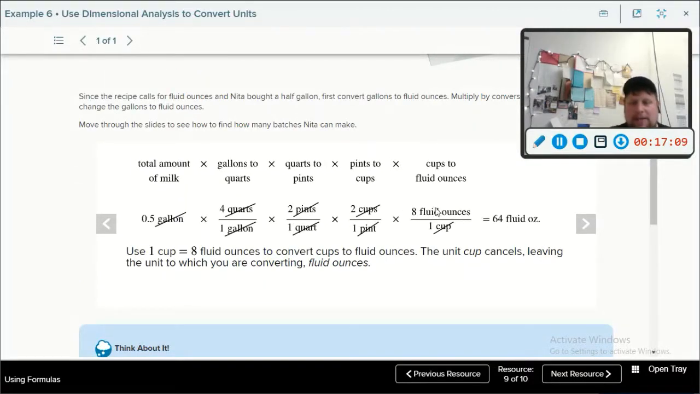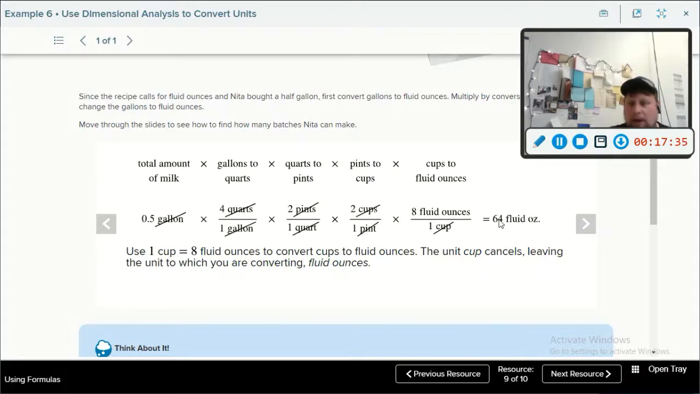So since I'm now down to fluid ounces, I know I'm done, so here's what I'm going to do. I'm going to have half times 4 is 2, times 2 is 4, times 2 is 8, 8 times 8 is 64, and the units I'm left with is fluid ounces. So see how we were able to just get our units worked down to what we want before we ever multiply? That shortens the problem a little bit, and I recommend going this route.